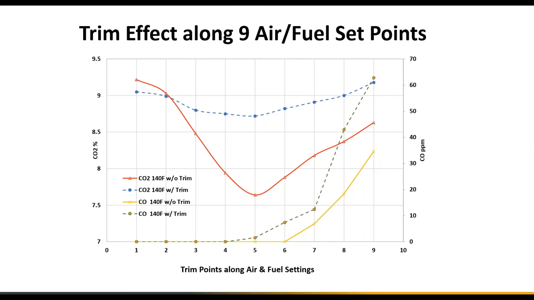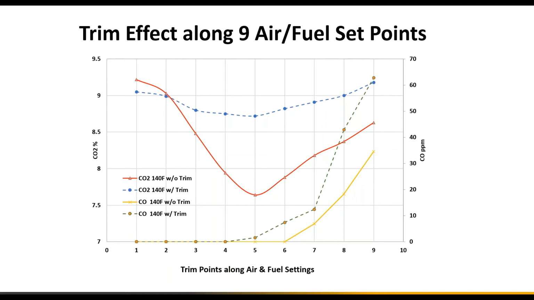I like this graph because I want to spend a few moments and illustrate what's going on here. This was a boiler in operation during our development period, and the red line is representing CO2 levels at about 140-degree water temp without the trim, and we just operated there for a while, ran at different firing rates, and then we turned on the trim function and let the unit adjust the blower speed to bring the O2 levels or the CO2 levels up to the desired point.